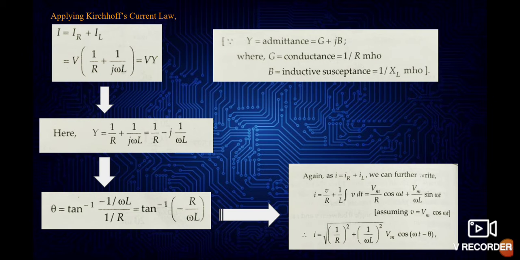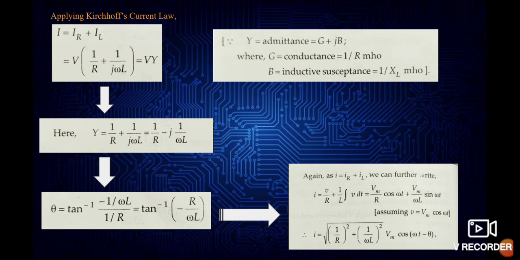Since it is a parallel circuit, we will get admittance. So Y will be equal to 1 by R plus 1 by j omega L, equal to 1 by R minus j into 1 by omega L. Now for finding the angle, we take the inverse, that is tan inverse of numerator divided by denominator. So here B, the imaginary part, is minus 1 by omega L. We put it in the numerator, and the denominator we substitute by 1 by R, giving us tan inverse of minus R by omega L.